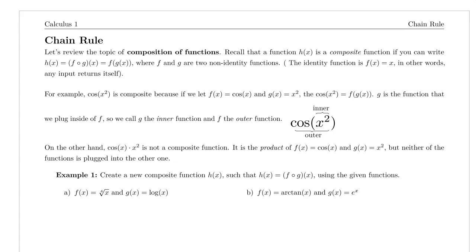So let's look at an example. Cosine of x squared is composite because if we let f of x equal cosine of x and g of x equal x squared, then cosine of x squared is equal to f of g of x. g is the function that we plug inside of f, so we call g the inner function and f the outer function. And we can see this here. On the other hand, cosine of x times x squared is not a composite function. It is the product of f of x equals cosine of x and g of x equals x squared, but neither of the functions is plugged into the other one.